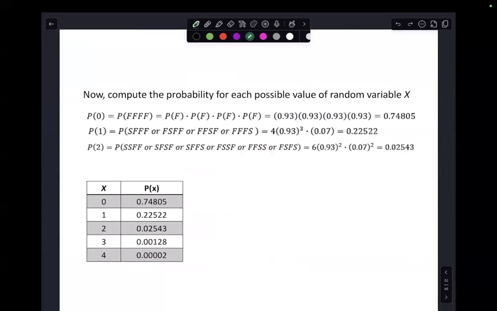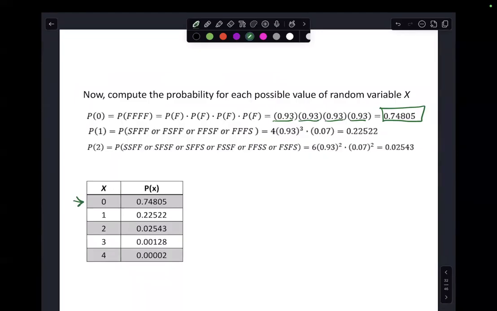So let's start here. We had one way to get 0 successes. This is the easy one. One way to get 0 successes. So we have 4 failures. We had a 93% chance of getting a failure. And since this is an and probability, we're multiplying them. So 0.93 times 0.93 times 0.93 times 0.93. We have basically about a 75% chance of getting 0 successes. So that's right here in my probability distribution table.